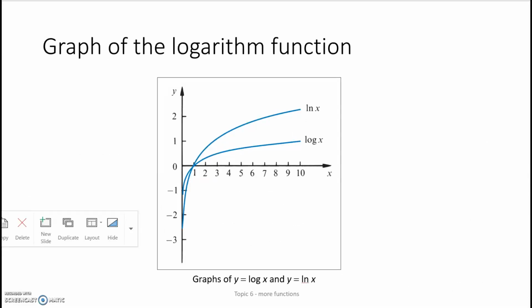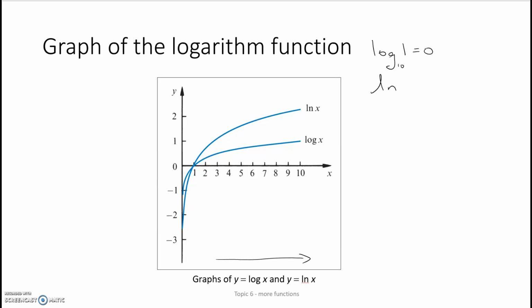The last thing to look at is the graph of a logarithmic function. I've got there on the screen log x, which is log to the base 10 of x, and natural log of x as well. As x gets bigger, the values of both of those logs get bigger. We also can see that log to the base 10 of 1 is equal to 0, and natural log of 1 is equal to 0 as well.